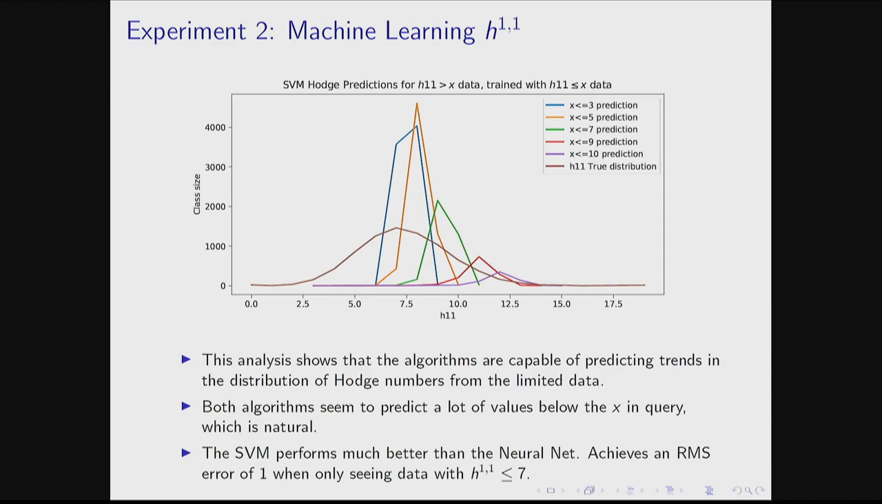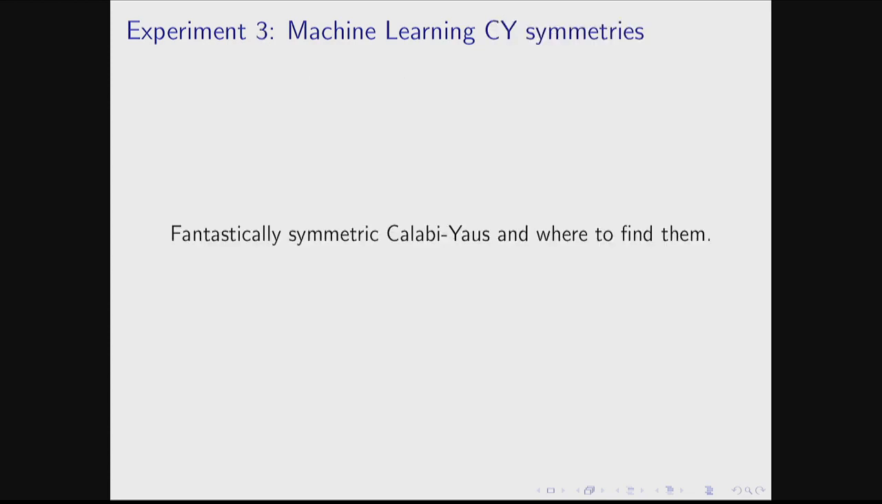Right. So what is the takeaway from this analysis? The main takeaway is that these algorithms are capable of predicting trends in the distribution from very limited data, which is impressive. Both algorithms seem to predict a lot of values below the limit at which you're training them, which is natural. And the SVM performs much better than the neural net, and in fact achieves a root mean square error of 1 only when trained with data of H11 less than or equal to 7, whereas we can go all the way up to 19.